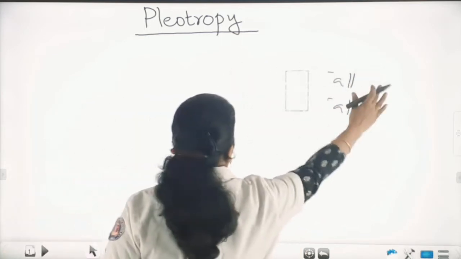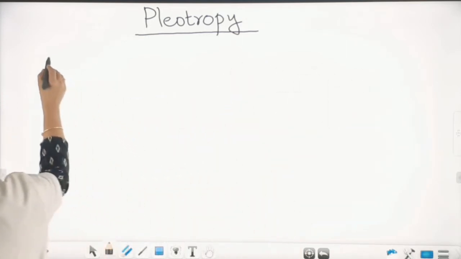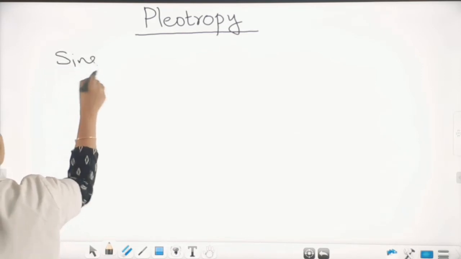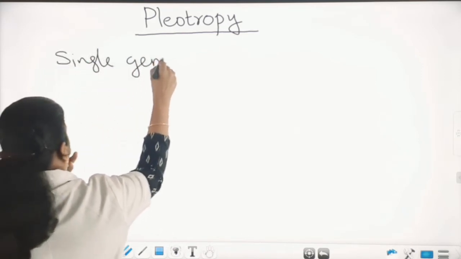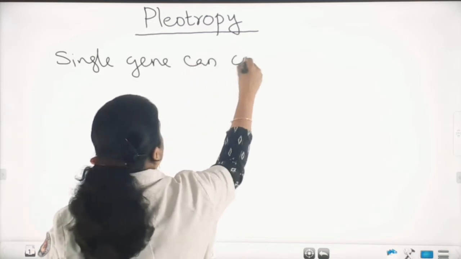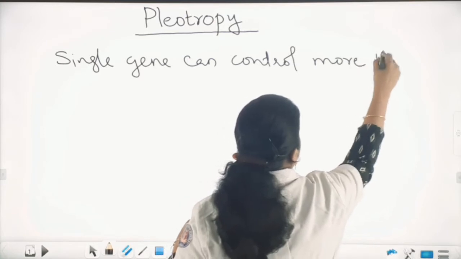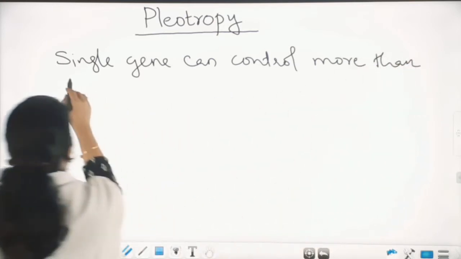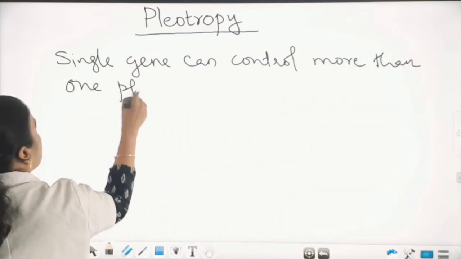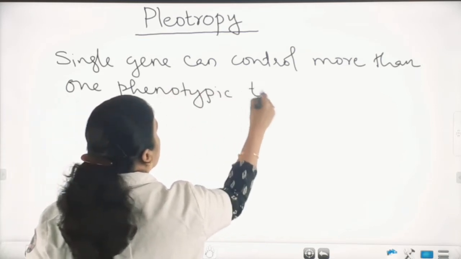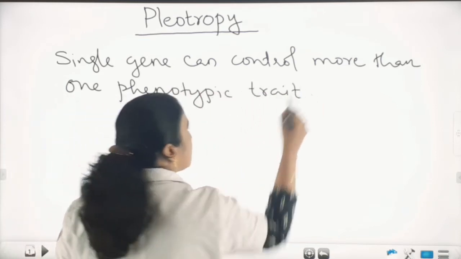Okay. So the example is, we can write, a single gene can control more than one phenotypic trait. Trait means character.